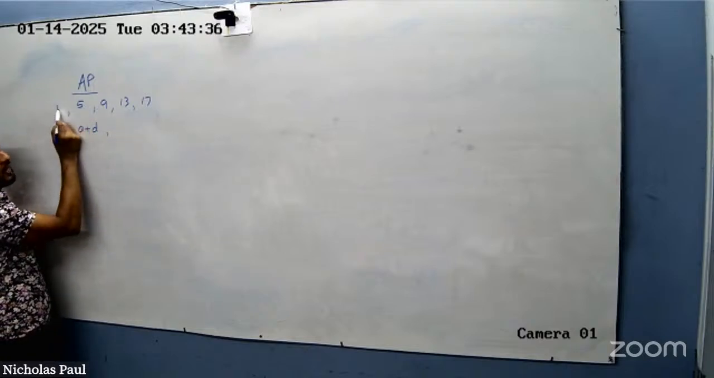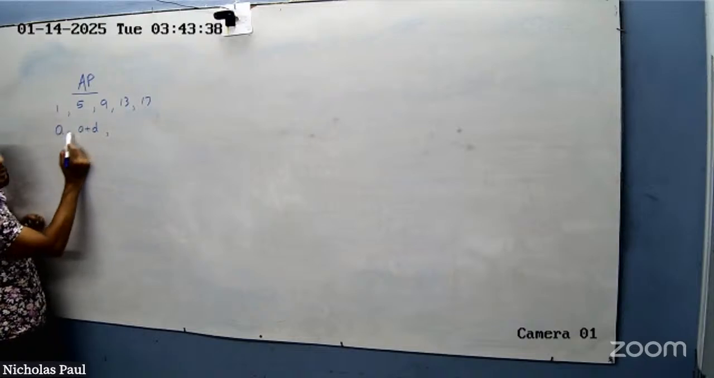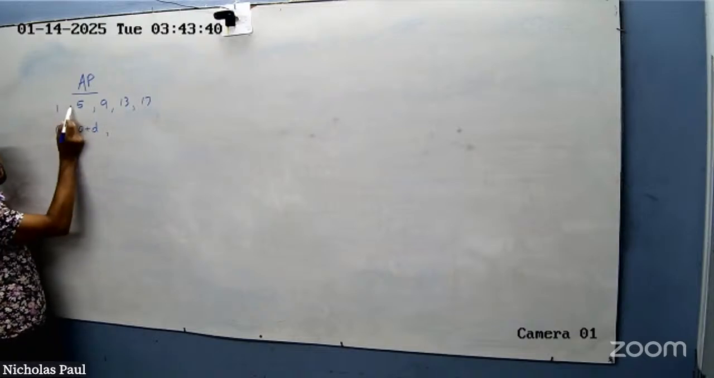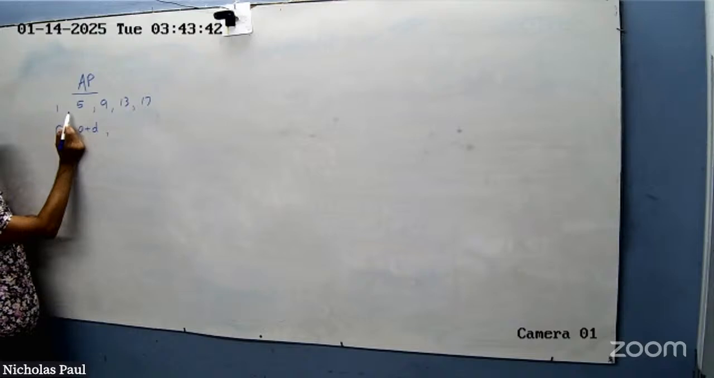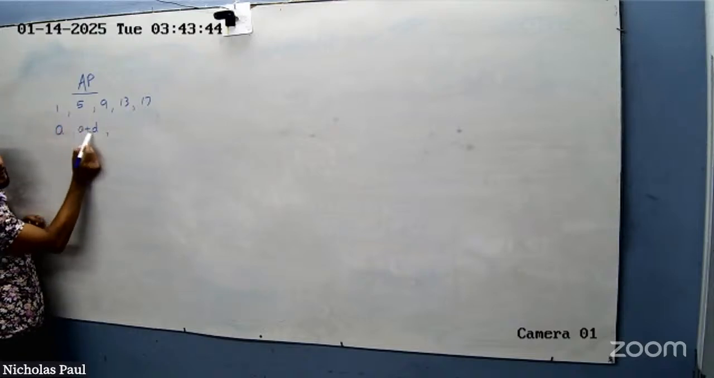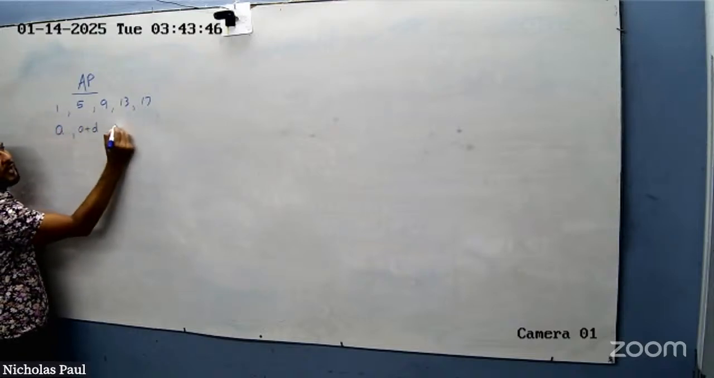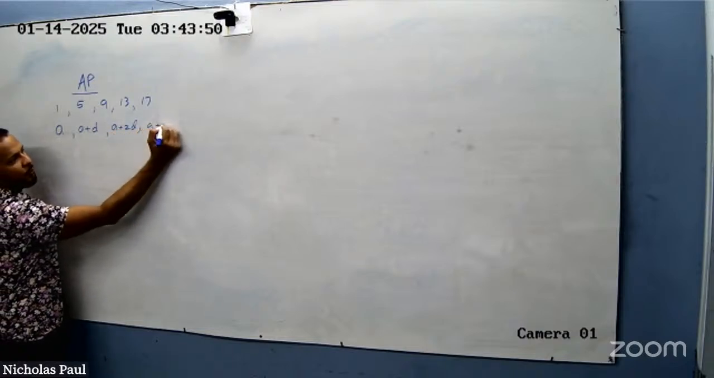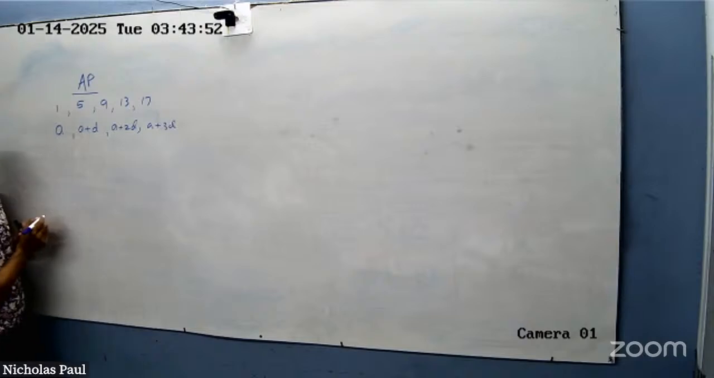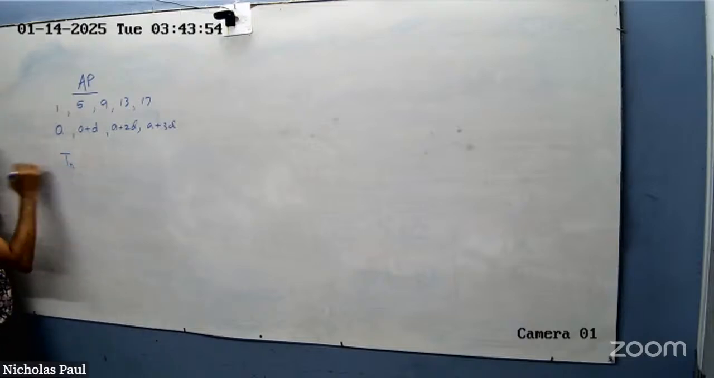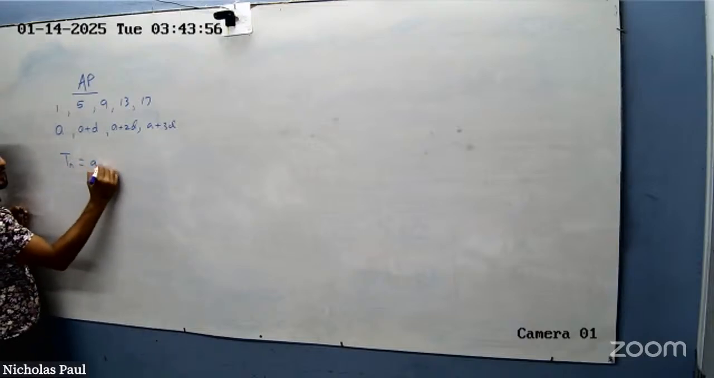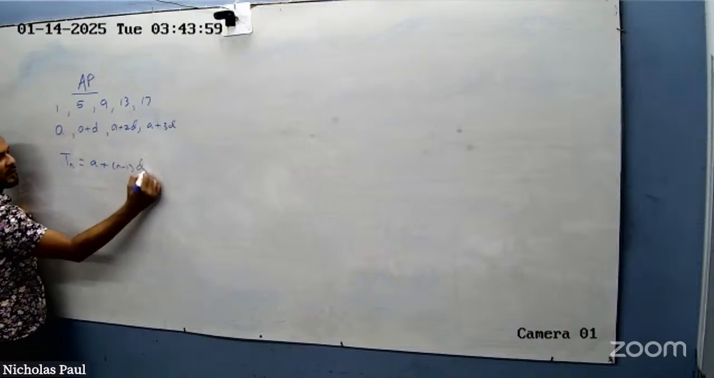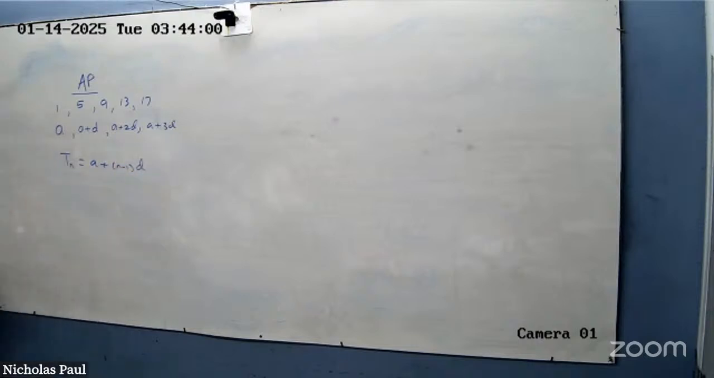So this value here is A, that's the first term. This value is A plus D. D is how much? D is 4, right? So this value is A plus 4. This value here is A plus 2 of this, 2D, and so on and so on. And I gave you the general term to find any term of an AP. That was A plus (n minus 1)D. That's what we did last week.